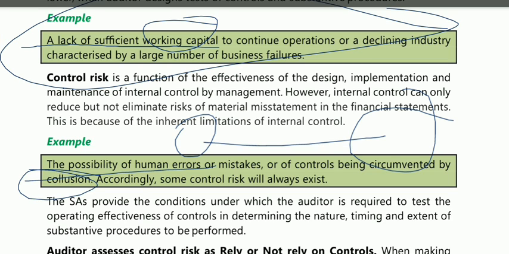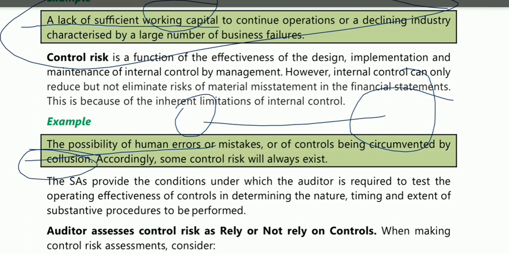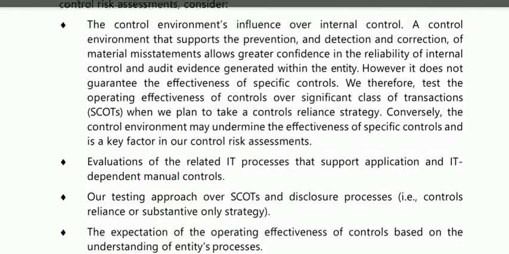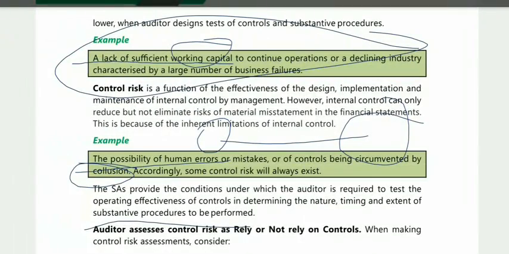The standards provide the conditions under which the auditor is required to test the operating effectiveness of controls in determining the nature, timing and extent of substantive procedures to be performed. Control risk is also a part of your risk assessment procedures. So there are various conditions on the basis of which the auditor will design the nature, timing and extent of further audit procedures, or substantive procedures. In tests of controls you will determine the control risk, and then you will design the substantive procedures. Now before discussing the next point, let me explain the whole point in Hindi again.